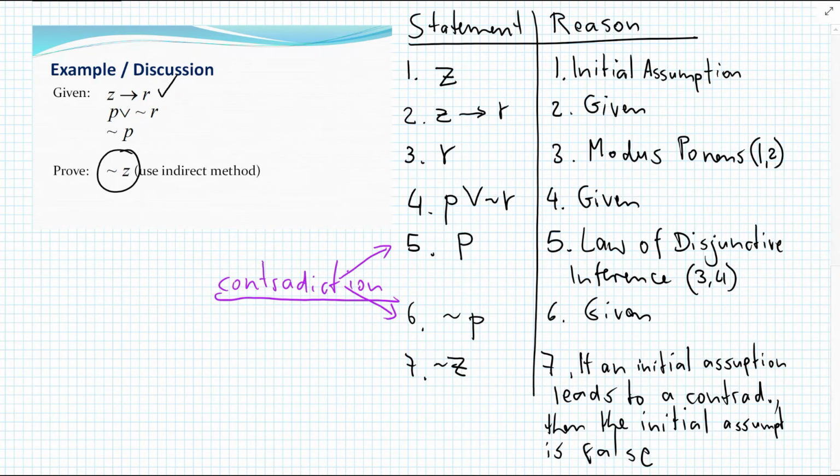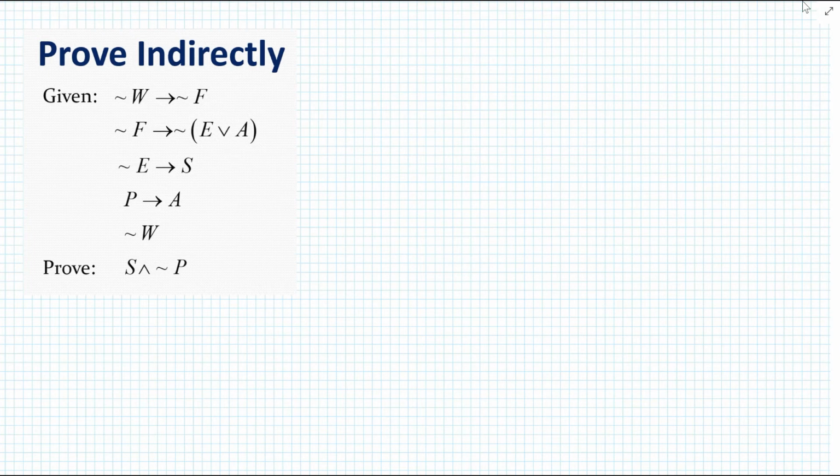Again, according to the definition, always assume the opposite of the conclusion. Use that in conjunction with your givens, and then somehow force a contradiction, okay? Then you know that the initial assumption was false. So let's look at another example, which is actually more challenging at this point. Here we have a few givens, okay? They're all true. We want to prove that S and not P is true. How do we use the indirect proof method to prove this? At this point, I encourage you to pause the video, try it out on your own, and then we'll go back to this and go over it, okay?